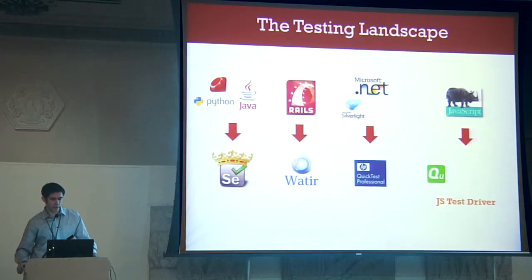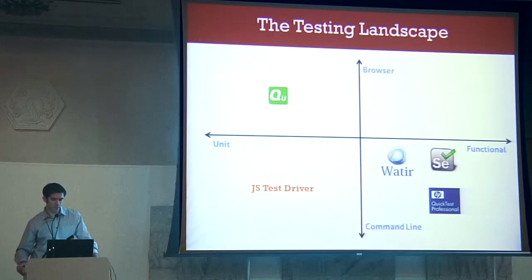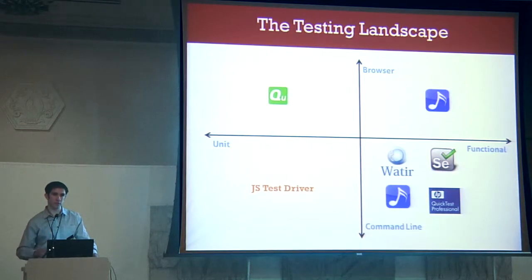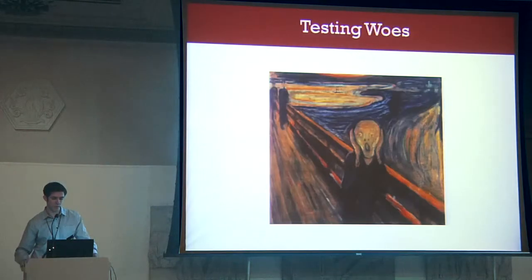So the testing landscape right now, there's a lot of functional testing tools out there. Not too many of them are for JavaScript. And that's where FuncUnit kind of comes in. So there's a lot of functional testing tools written for other languages and unit testing tools written for JavaScript, but FuncUnit kind of hits that sweet spot between functional testing and JavaScript-based tools.